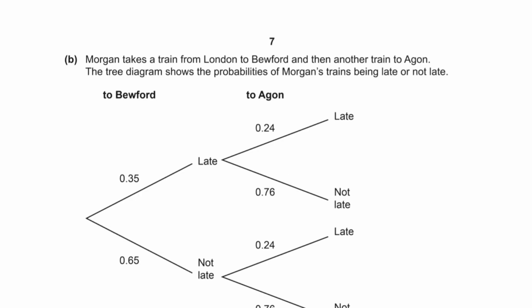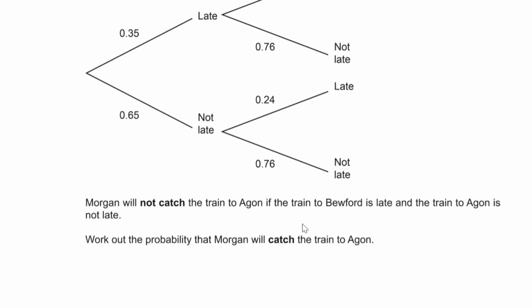Next, for part B, Morgan takes a train from London to Beaufort and then another train to Argonne. The tree diagram shows the probabilities of Morgan's trains being late or not late, and that's what we see here. Morgan will not catch the train to Argonne if the train to Beaufort is late and the train to Argonne is not late. We have to work out the probability that Morgan will catch the train to Argonne.